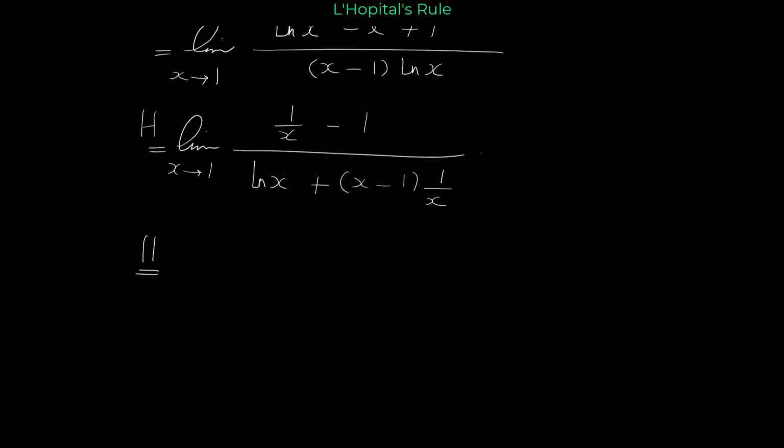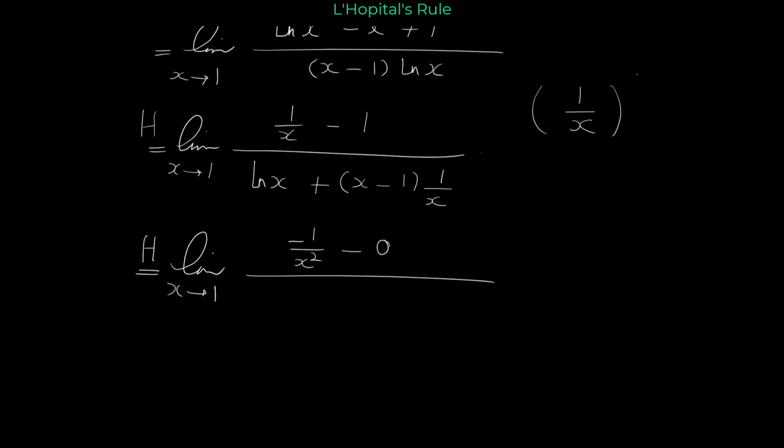By applying L'Hopital's rule, we have to find derivative of numerator and derivative of denominator again. Derivative of 1 over x is negative 1 over x to the 2. And derivative of minus 1 is 0. Let me explain here why the derivative of 1 over x is negative 1 over x to the 2. There are two ways that you can find derivative of 1 over x.